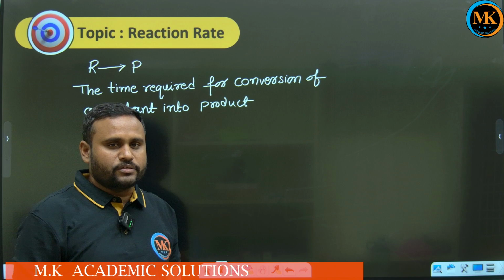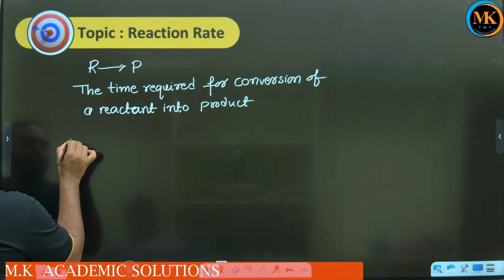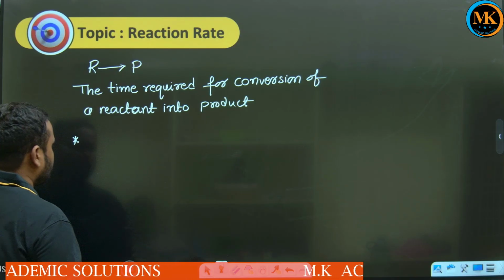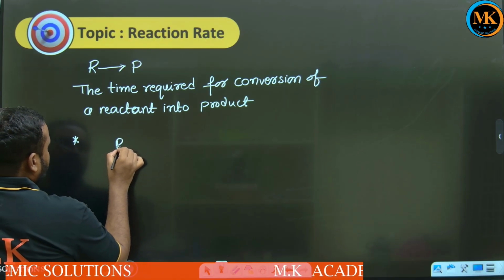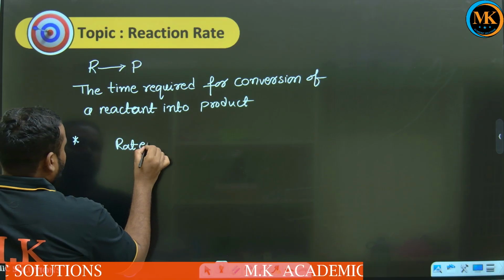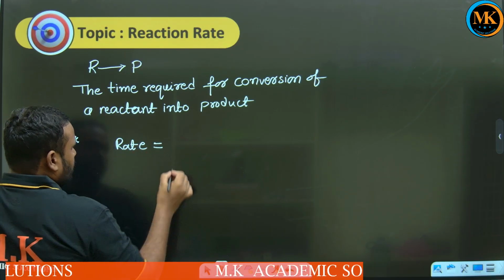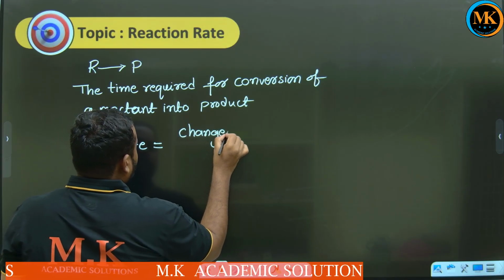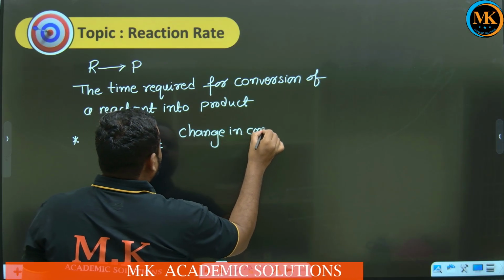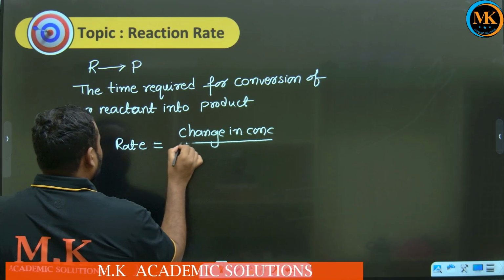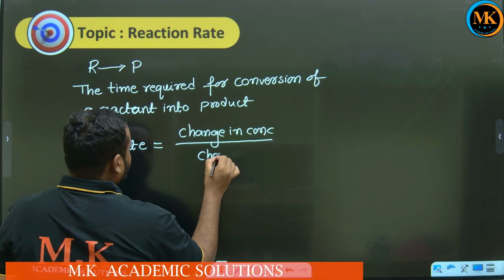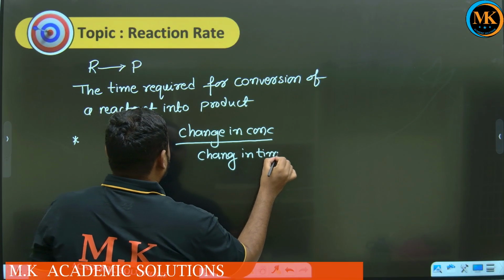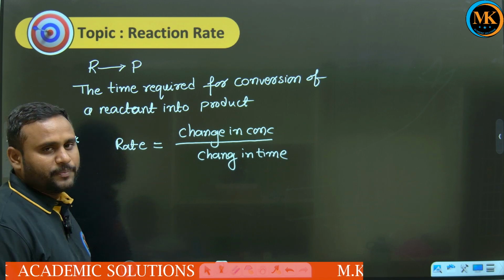Rate of reaction. Okay, so how are we going to express the rate of reaction mathematically? Here rate or speed equal to change in concentration by change in time. So this is the rate of reaction, rate or speed of reaction.